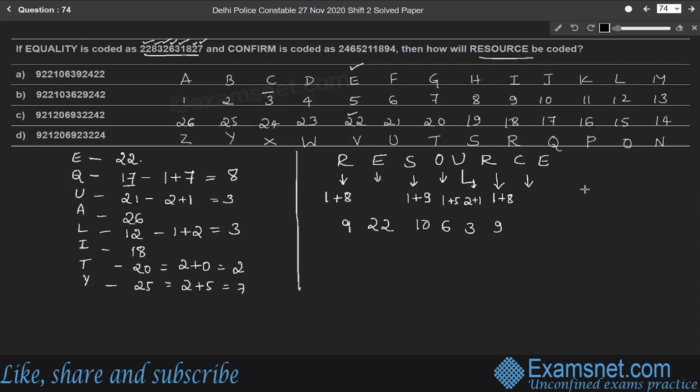For C, it is 3. Since it is a single digit number, therefore, not 2 plus 4, directly it is 24. Whereas the positional value of E is 5, so its opposite value is 22. Hence resource is coded as 9, 22, 10, 6, 3, 9, 24 and 22. Hence, look at the answers, options A, B, C, D. So this code is exactly the same as option A, right? Therefore, option A is the right answer.